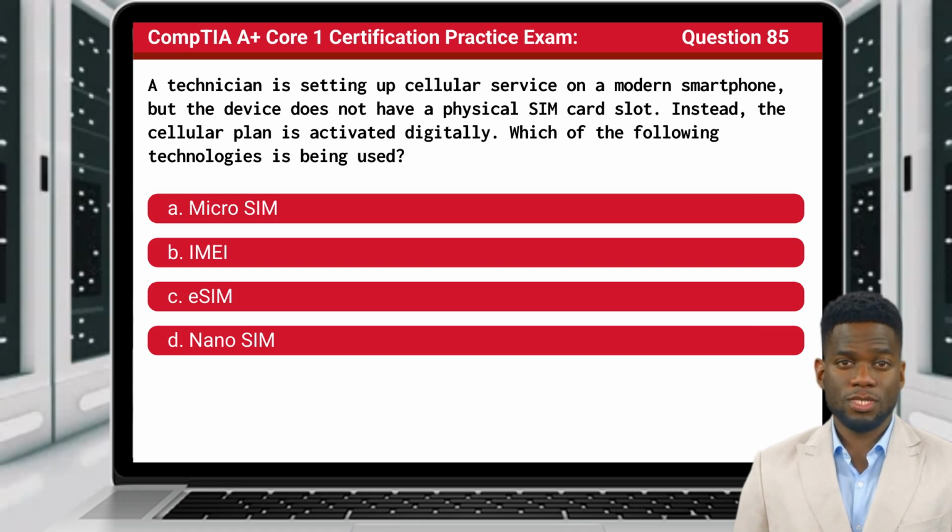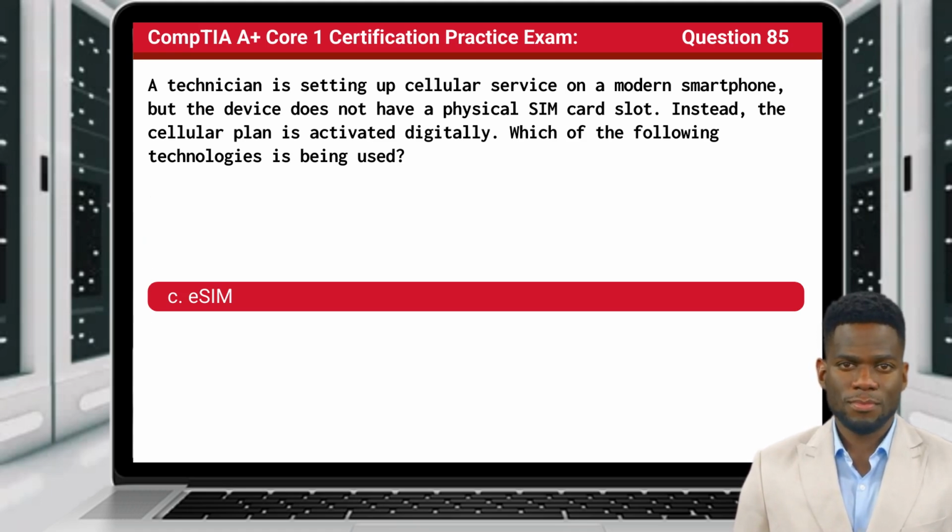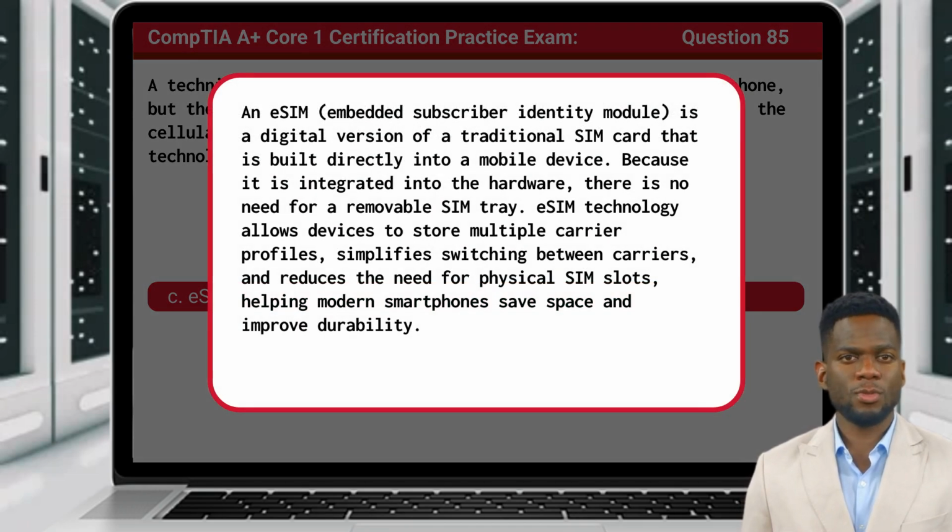The answer is C. eSIM. An eSIM, or Embedded Subscriber Identity Module, is a digital version of a traditional SIM card that is built directly into a mobile device. Because it is integrated into the hardware, there is no need for a removable SIM tray. eSIM technology allows devices to store multiple carrier profiles, simplifies switching between carriers, and reduces the need for physical SIM slots, helping modern smartphones save space and improve durability.